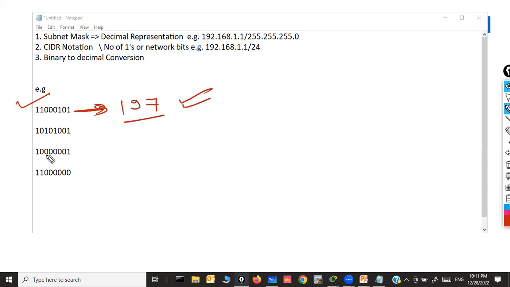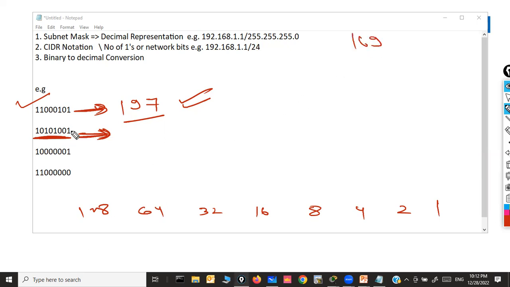Can anyone give a try to the next one? I'll try the second one. Yes, try and answer me. Position value is for your simplicity. I can write down here 1, 2, 4, 8, 16, 32, 64, 128. The rule is the same. Any value on top of 0 gets cancelled, and the value corresponding to ones will be added. So what would be the decimal value? I think 168, 169.